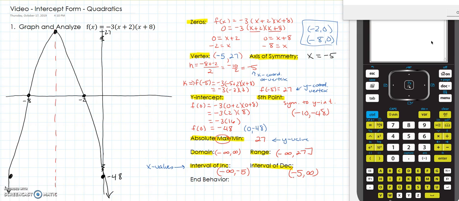And the last thing we have is the end behavior. As x approaches infinity, as x approaches -infinity, those are the only two options. x is either going to infinity or x is going to -infinity. As x goes to infinity, y approaches -infinity. As x approaches -infinity, y goes to -infinity. And that sums up, I think, everything we know about intercept form of quadratics.